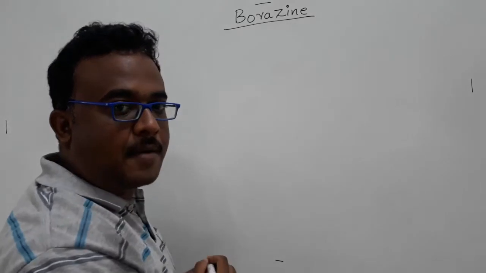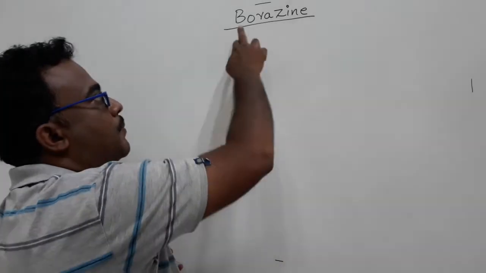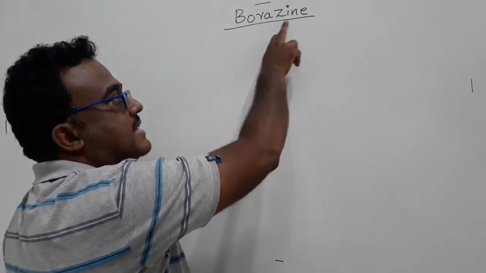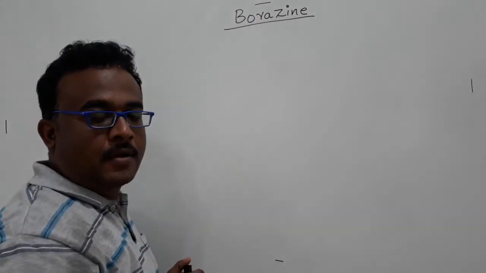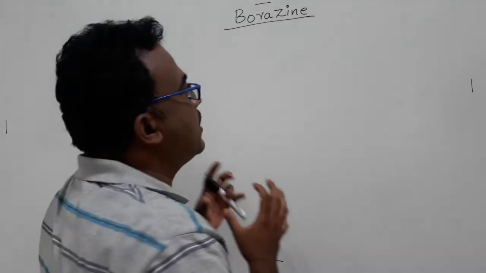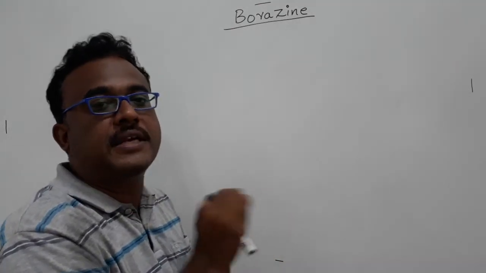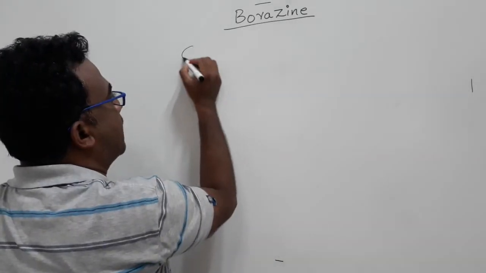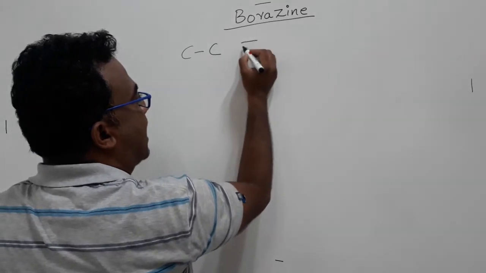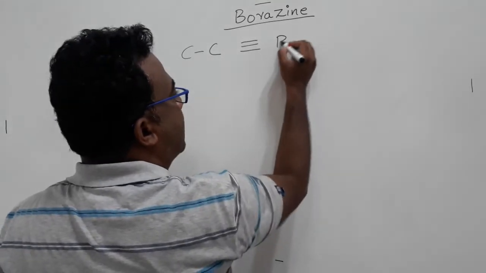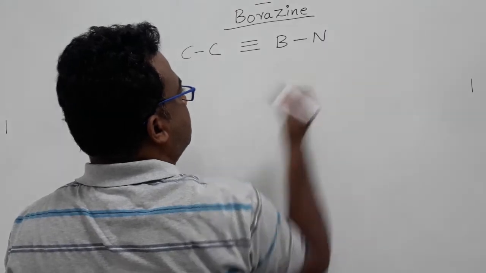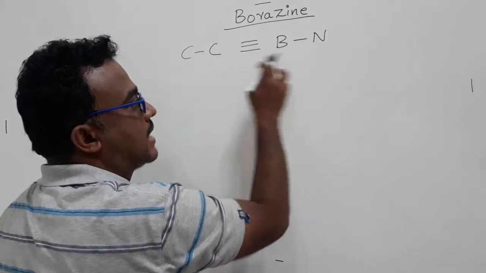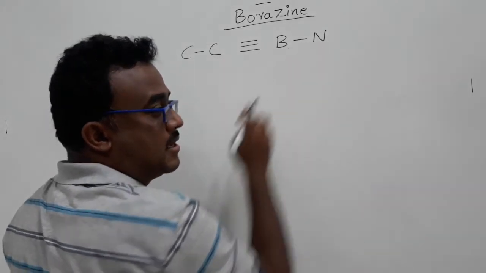When we see this compound, borazine, it is made up of boron and nitrogen. How does the structure resemble that of benzene? We know that benzene has a carbon-carbon bond, which is isoelectronic with boron-nitrogen. The carbon-carbon motif is isoelectronic with boron and nitrogen.